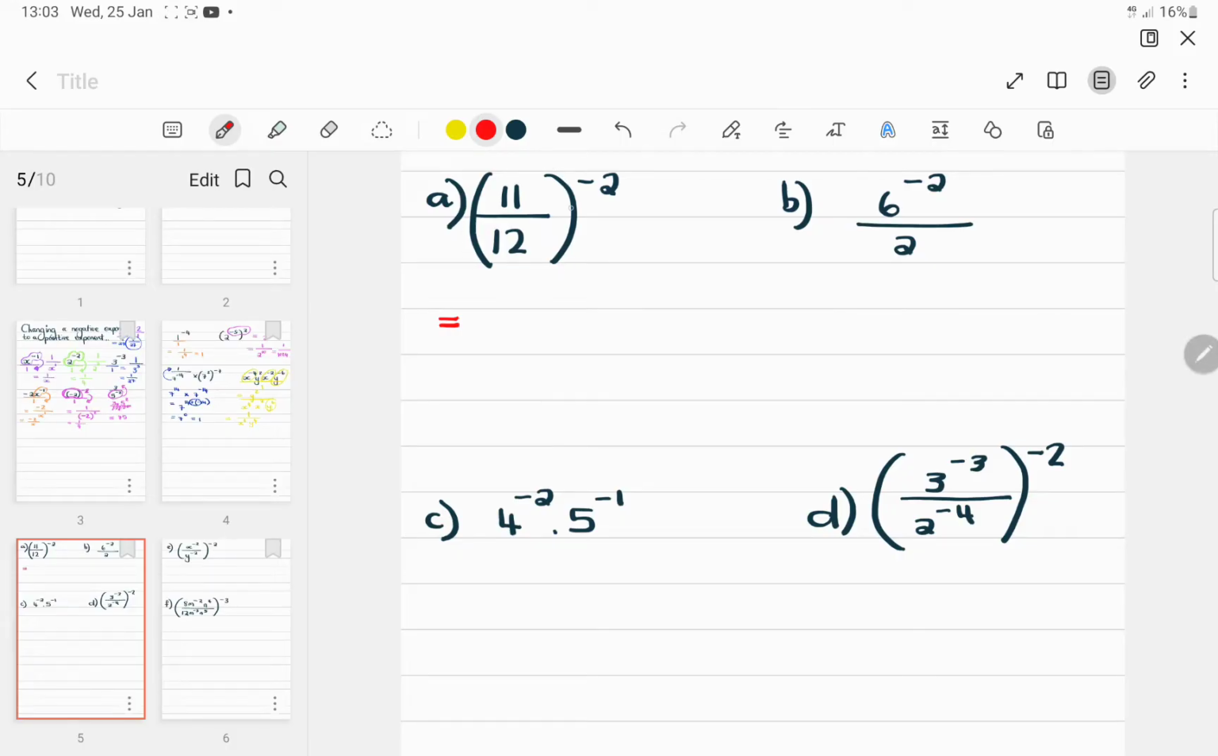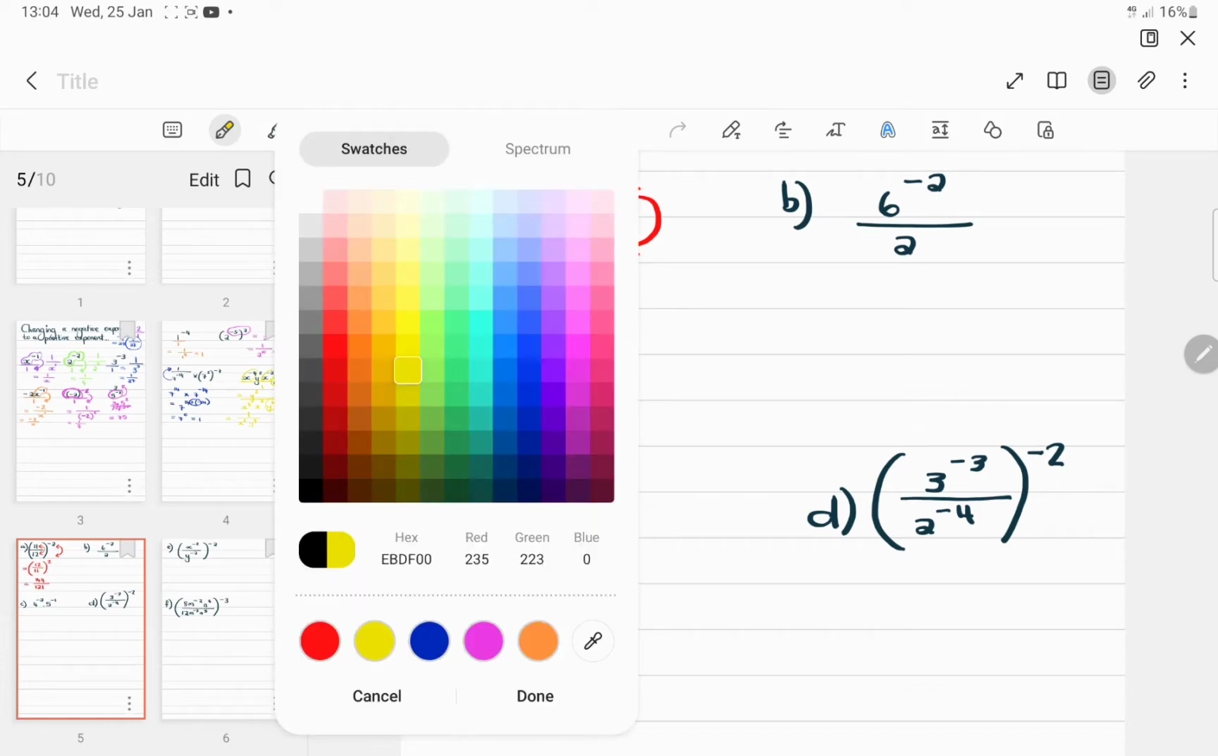So when there's a whole fraction to the power negative 2, we can swap around what's happening on the inside and make it to the power positive 2. So then we can have 12 over 11. By doing that, the swapsies, the negative 2 becomes a positive 2. Then everything inside the bracket is to the power 2. So 12 to the power 2 is 144, and 11 to the power 2 is 121. Okay, next one.